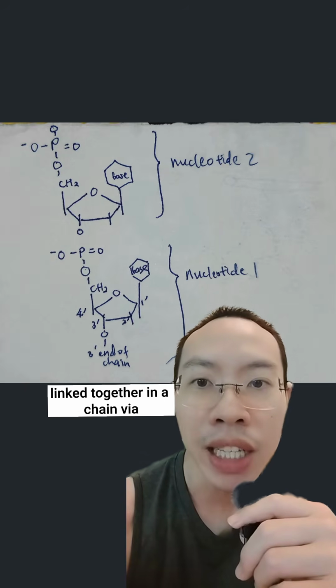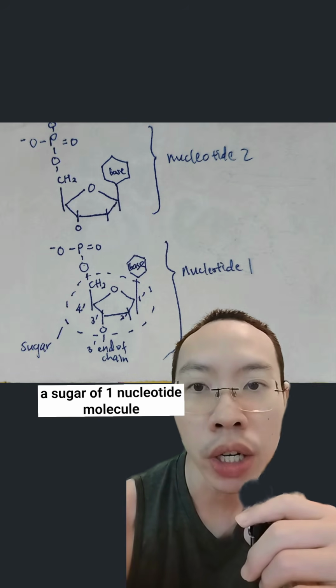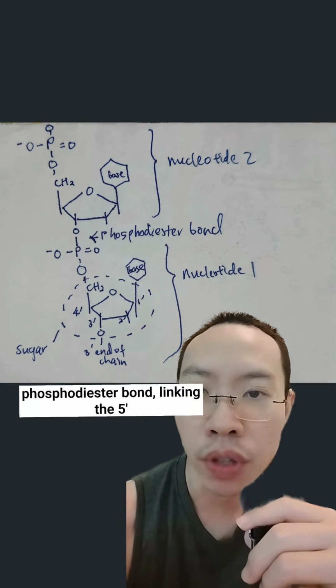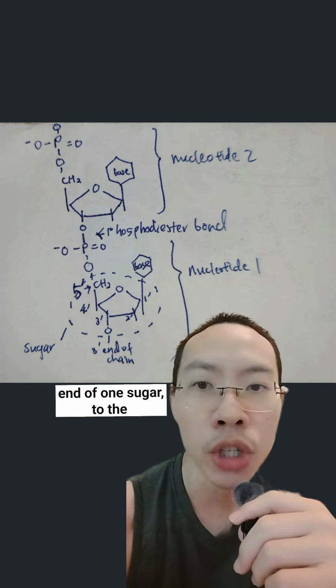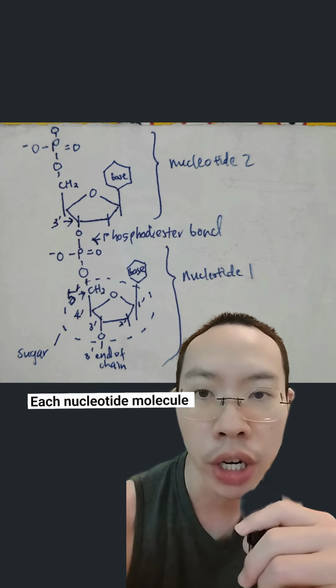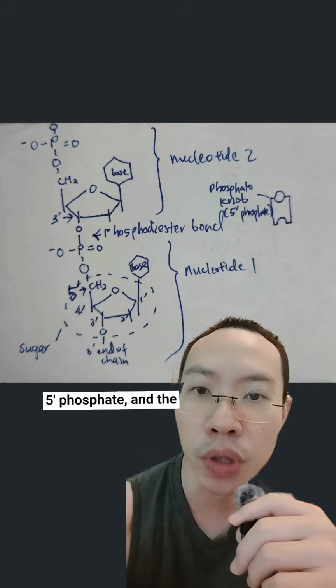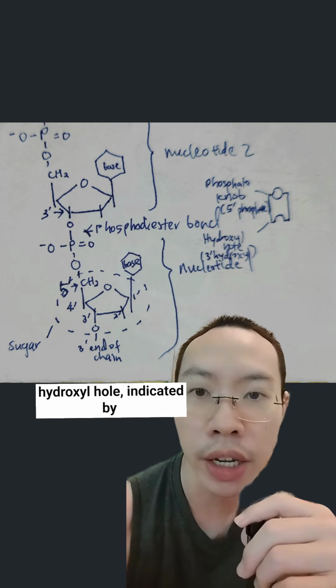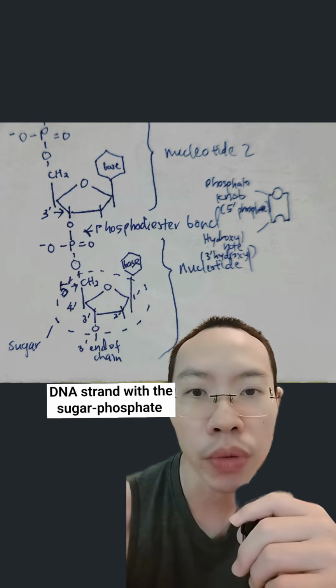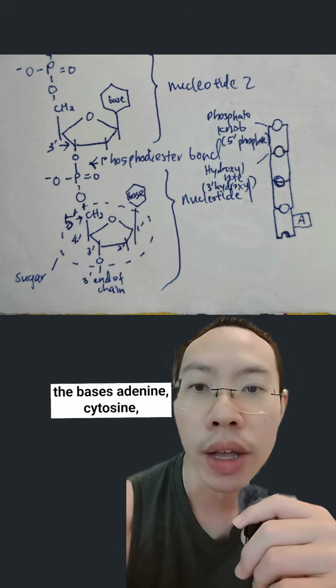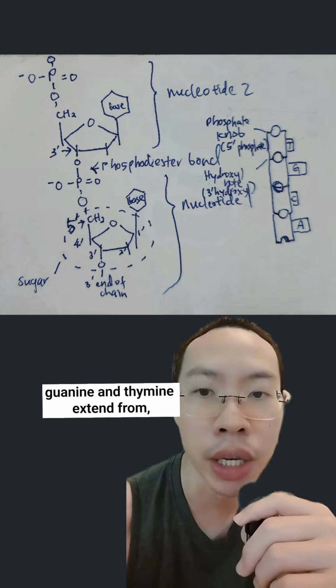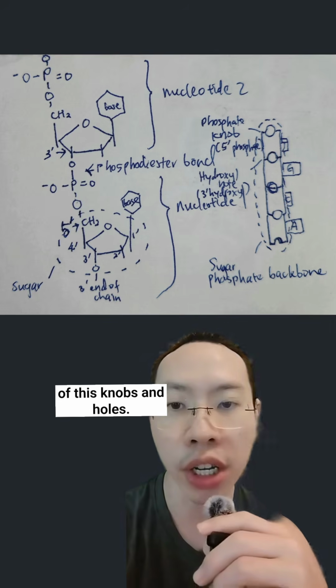The nucleotides are covalently linked together in a chain, from the sugar of one nucleotide molecule to the next via phosphodiester bonds, linking the 5' end of one sugar to the 3' end of the other sugar. Each nucleotide molecule is therefore imagined to have a phosphate knob, indicated by the 5' phosphate, and a hydroxyl hole, indicated by the 3' hydroxyl, so that the DNA strand, with a sugar phosphate backbone from which the bases adenine, cytosine, guanine, and thymine extend, is the result of the interlocking of these knobs and holes.